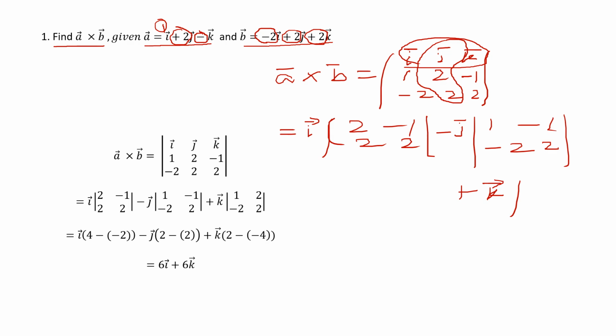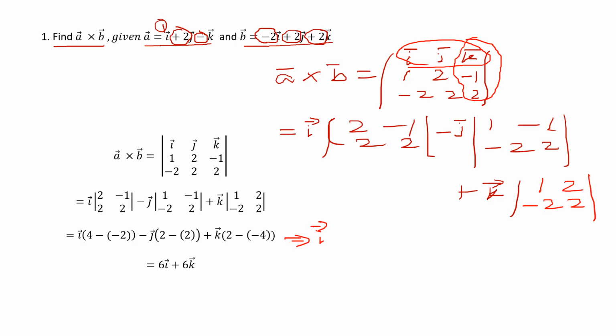Then we need to remove the row and column in which the k vector appears. So remove this row and remove this column. So the remaining values are 1, 2, minus 2 and 2. Now we have to expand this determinant value.